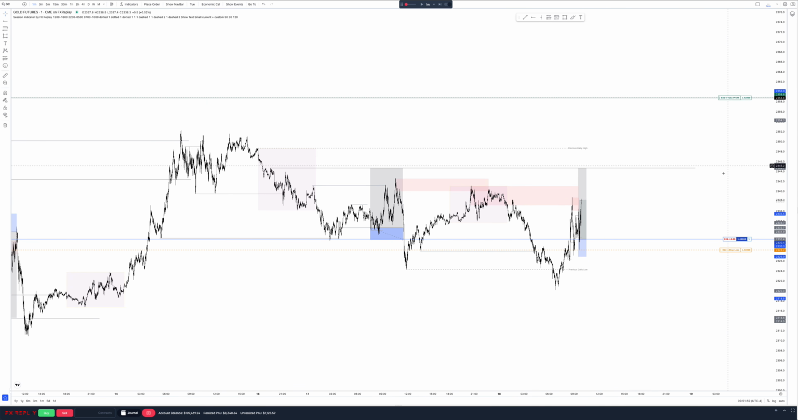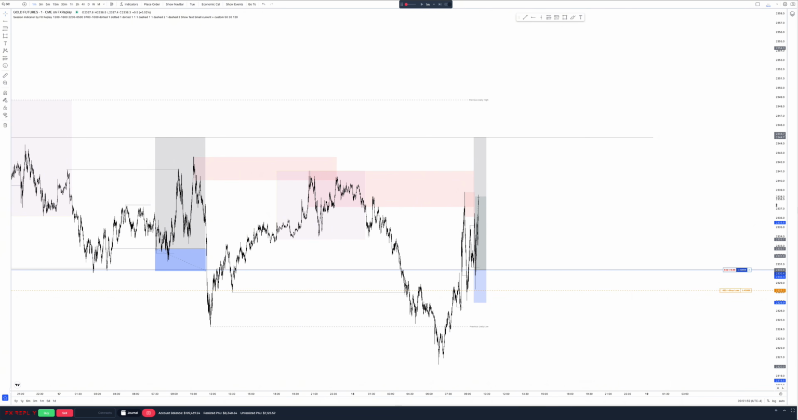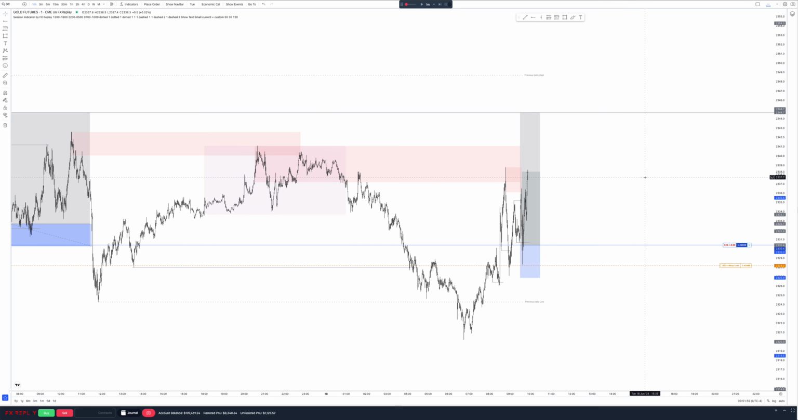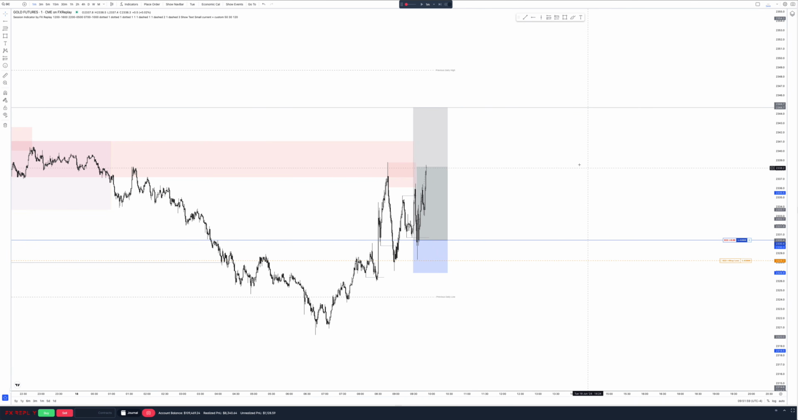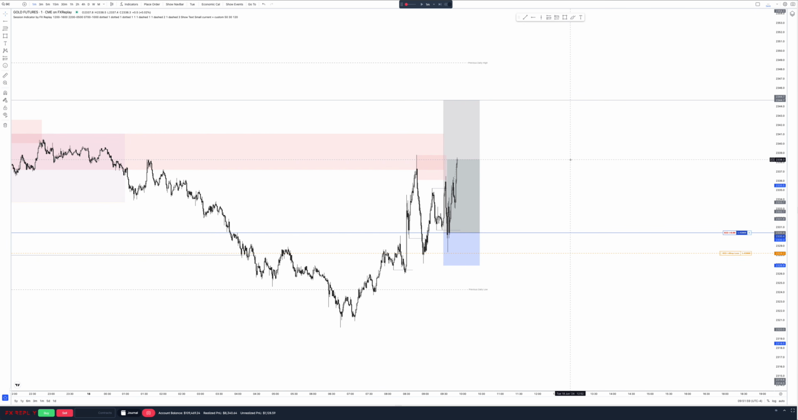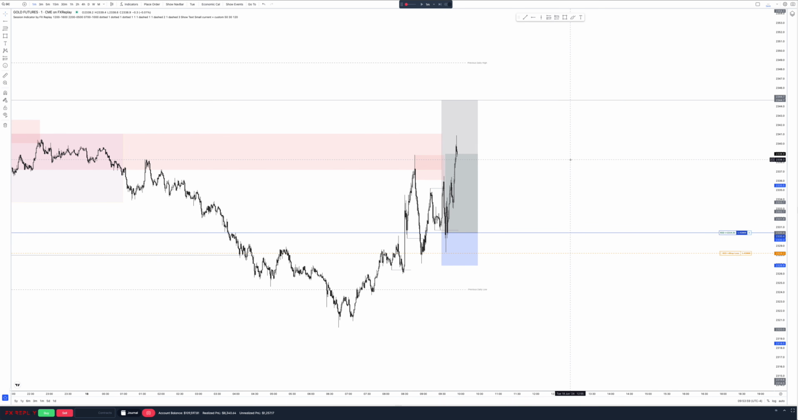Target here. Might take out. Well, I'll go break even as soon as the high gets taken out. And then if it comes for here, I'll be taking off maybe 50%. And yeah, it's looking pretty good though. Okay, these highs got taken out, so I have to go break even now.